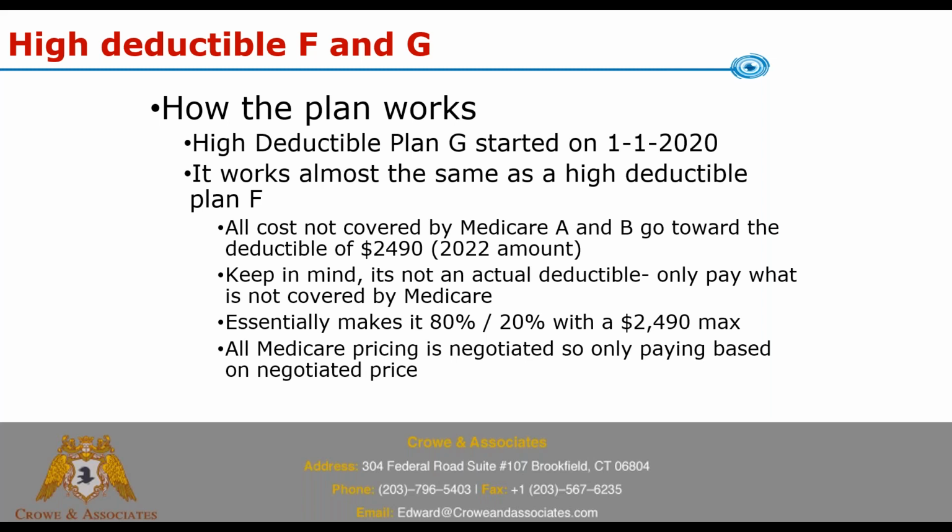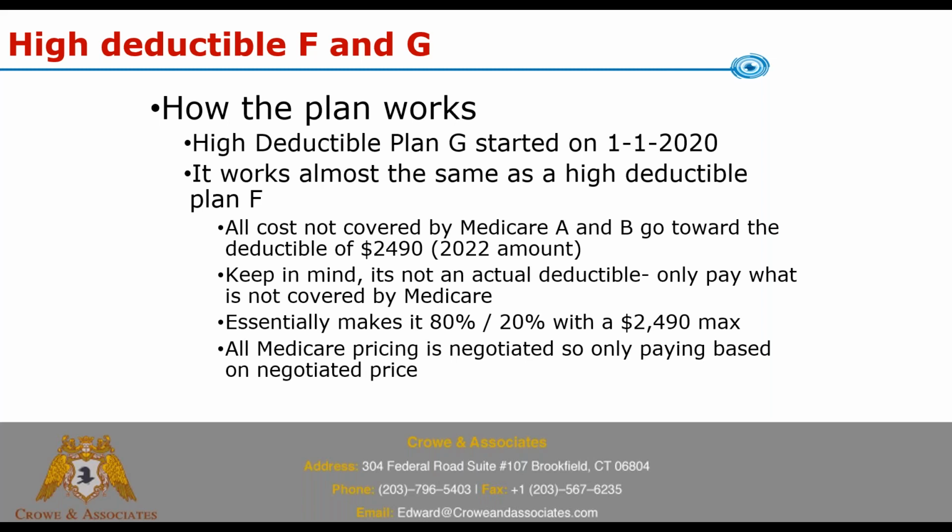Okay, so high deductible G, just a little history. It started as of 1/1/2020. For those who are familiar with high deductible plan F, it works almost identically. There's the deductible, and the deductible is set every year. Anybody offering a high deductible plan G or F has the same deductible. It's a standardized deductible for all companies, and it is reset every year. It's going to be $2,490 for 2022.